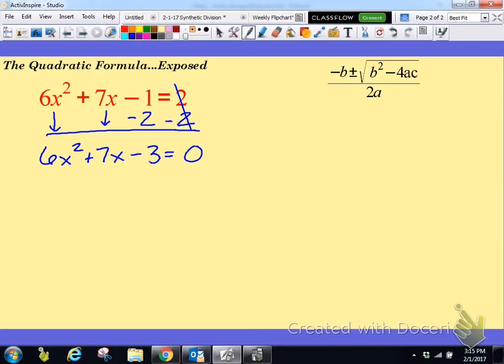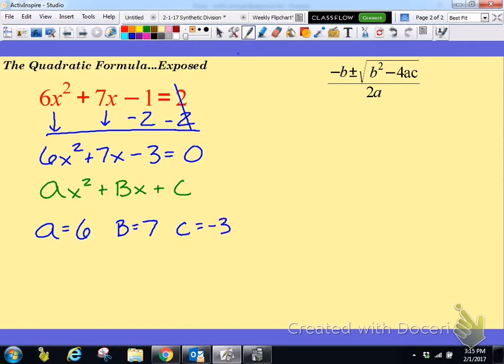So first off, I have to remember that a quadratic equation is written as ax squared plus bx plus c. And I'm going to use that to identify my parts of the equation. So my a value, first and foremost, is always going to be with the variable that is squared. So in this case, my a value is 6. My b value in this problem is 7. And my c value is going to be negative 3.